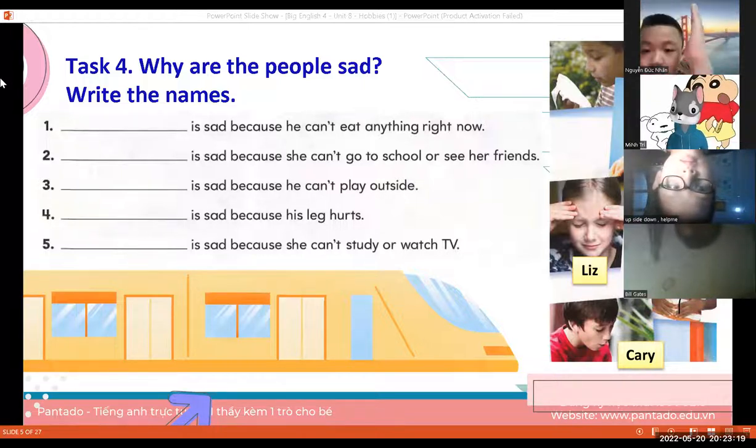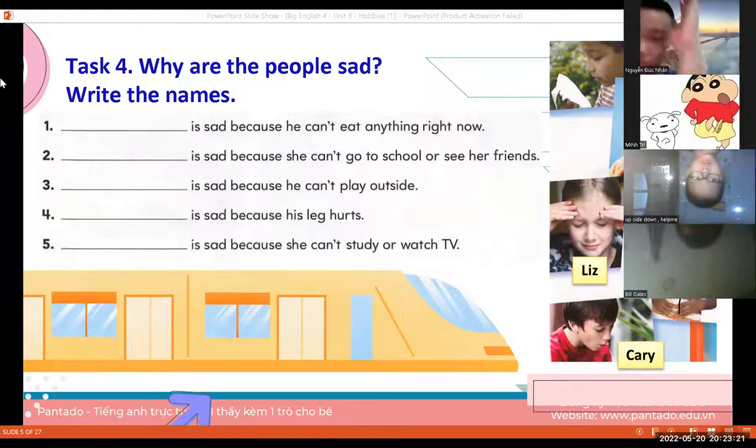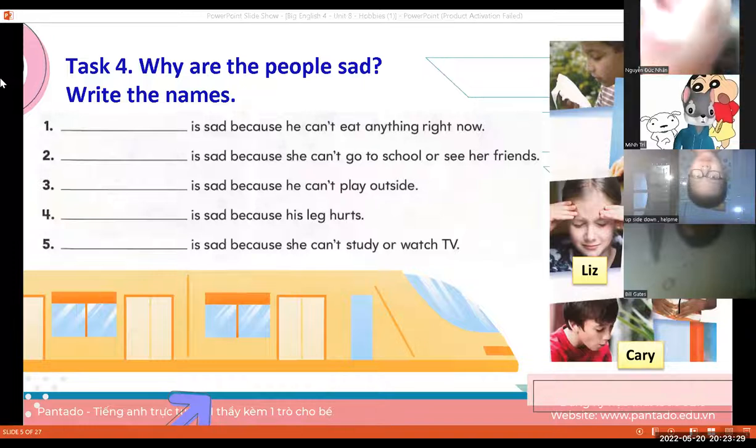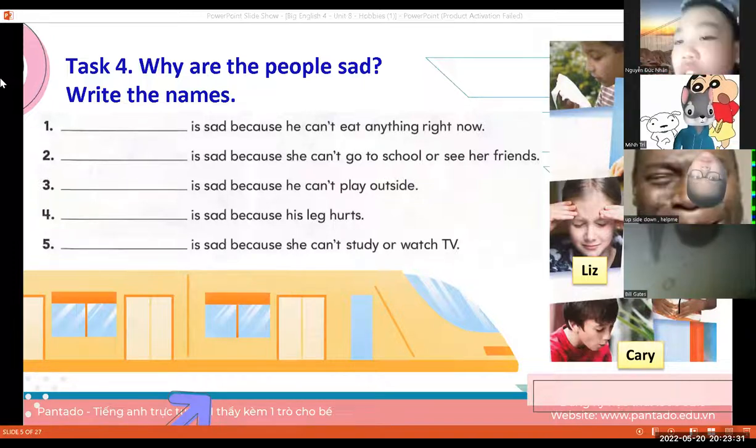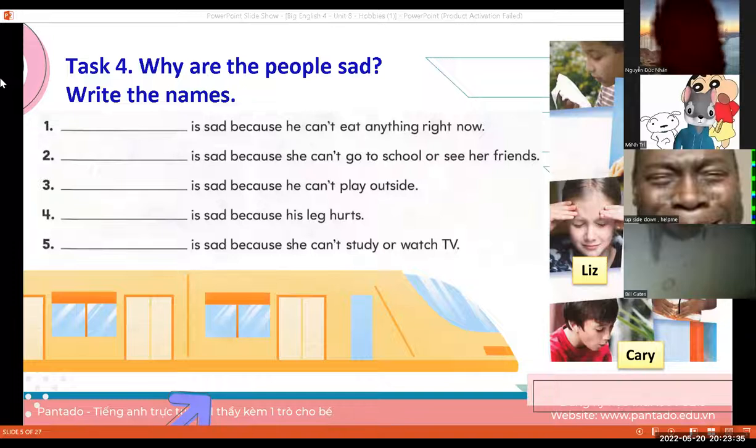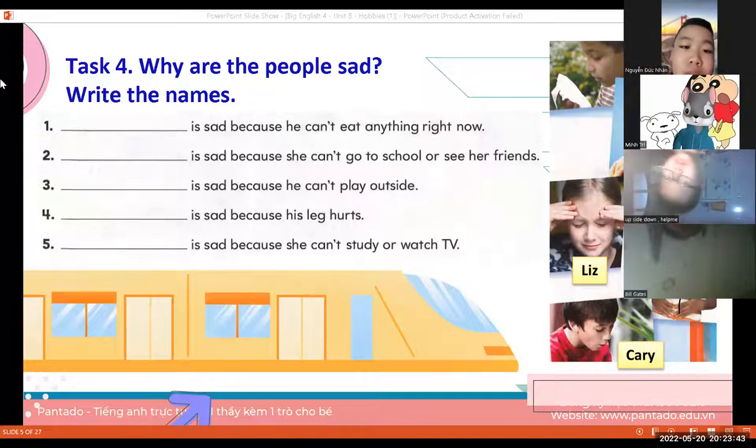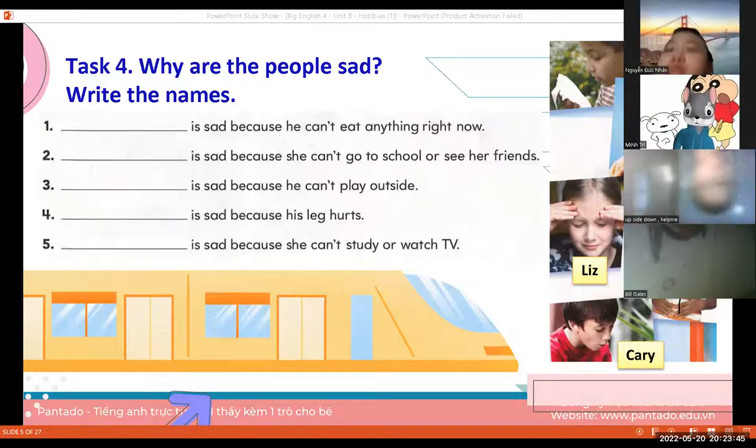Because she has a very awful headache. So she cannot study or watch TV. She needs to lay down, stay in bed, and then rest. Close her eyes and rest. She cannot study, watch TV, or read books or anything, okay? Because she has a very bad headache. She needs to rest, okay? Very good job, everybody. Good job.